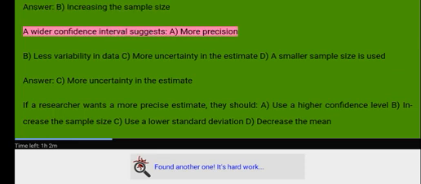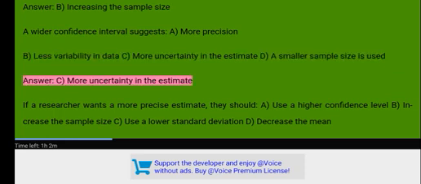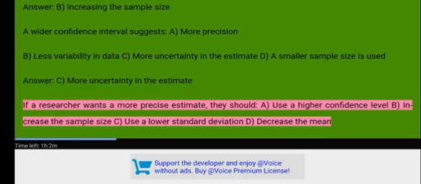A wider confidence interval suggests: A. More precision. B. Less variability in data. C. More uncertainty in the estimate. D. A smaller sample size is used. Answer. C. More uncertainty in the estimate.